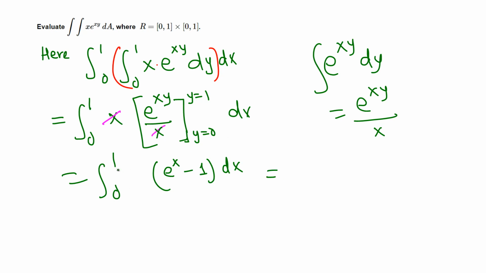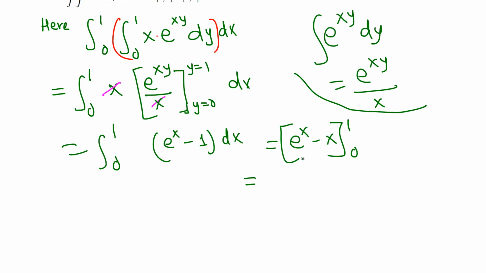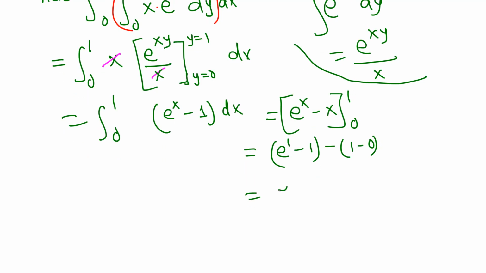Okay, now we can integrate easily. The antiderivative of e^x is just e^x, minus the antiderivative of 1, which is just x, because it's with respect to x, and it's from 0 to 1. Upper limit e raised to 1 minus 1, minus lower limit e raised to 0, 1 minus 0. So e raised to 1 is just e, an irrational number, minus 1, minus 1, so minus 2. e minus 2, final.